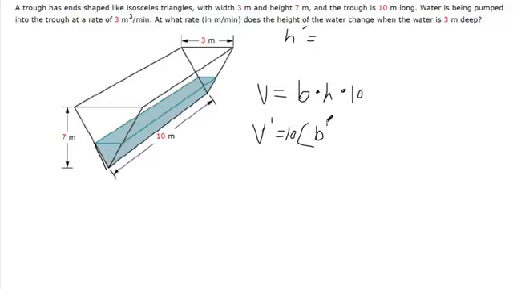So we got b prime times h plus b times h prime, because of the product rule. Derivative of the first times the second kept the same, plus the first kept the same times the derivative of the second. Okay, so now we have something to solve for. We have h prime we can eventually try to find. We just need to use the given information.